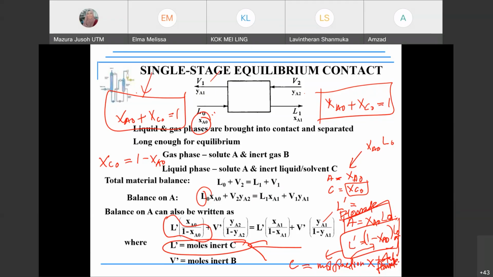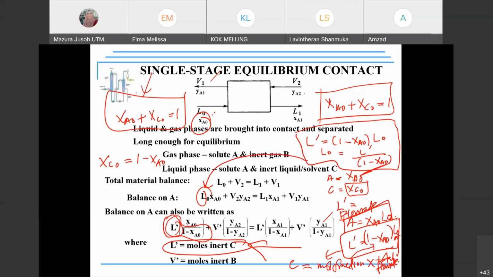Okay, so from this equation, L prime equals 1 minus XA naught times L naught. So L naught is equal to L prime over 1 minus XA naught, right? So from this equation, you insert for L naught, then you will get this equation. Do you understand this? So that's why here is L prime.